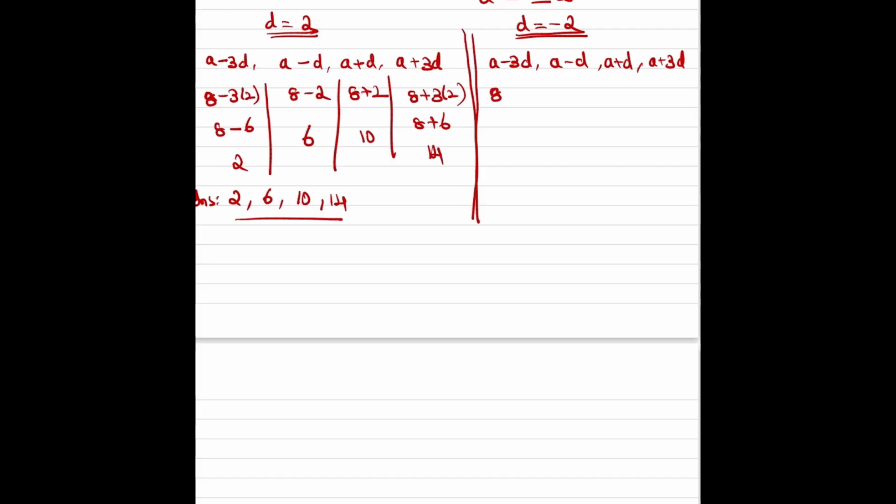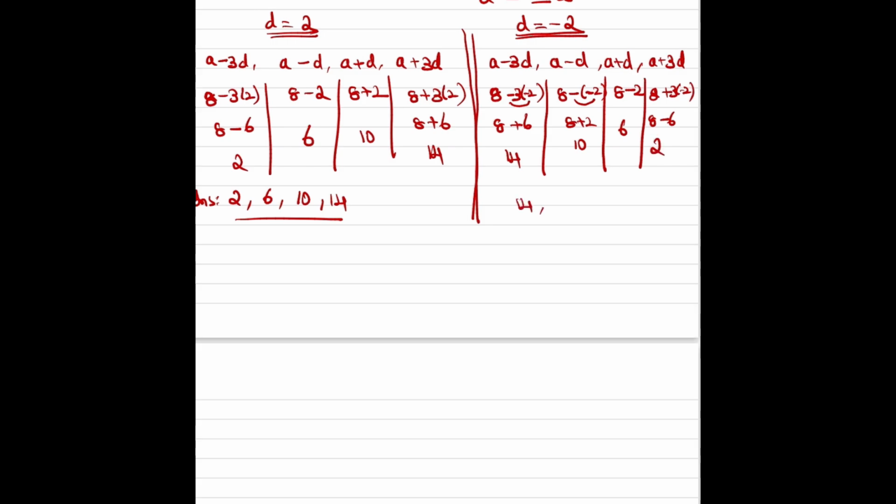A value is 8 minus 3 into minus 2. So 8 minus into minus plus 6, that is 14. 8 minus into minus 2, minus into minus plus, so 8 plus 2 is 10. Next, 8 minus 2, 6. A plus 3 into minus 2, that is 8 minus 6, that is 2. So 14, 10, 6, 2.